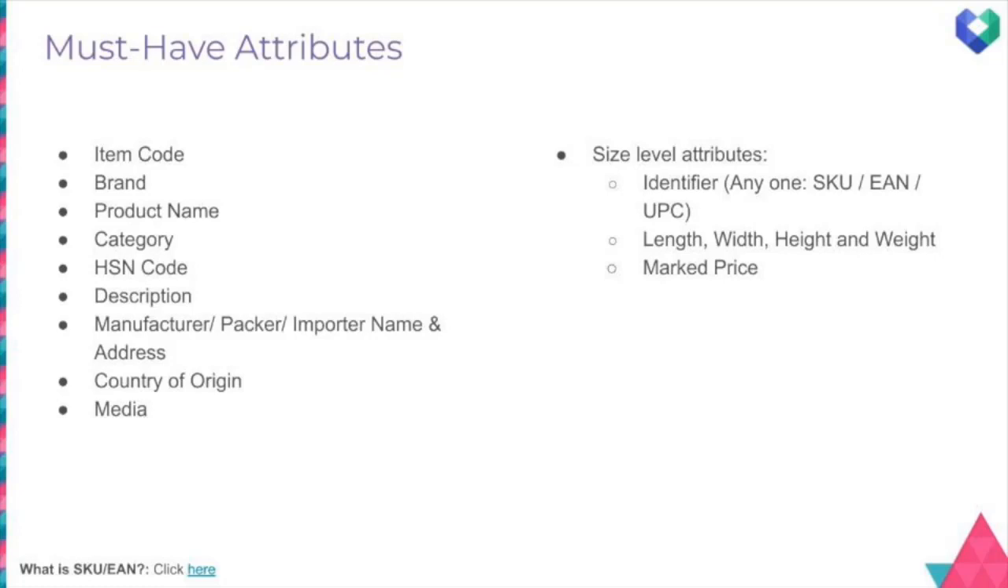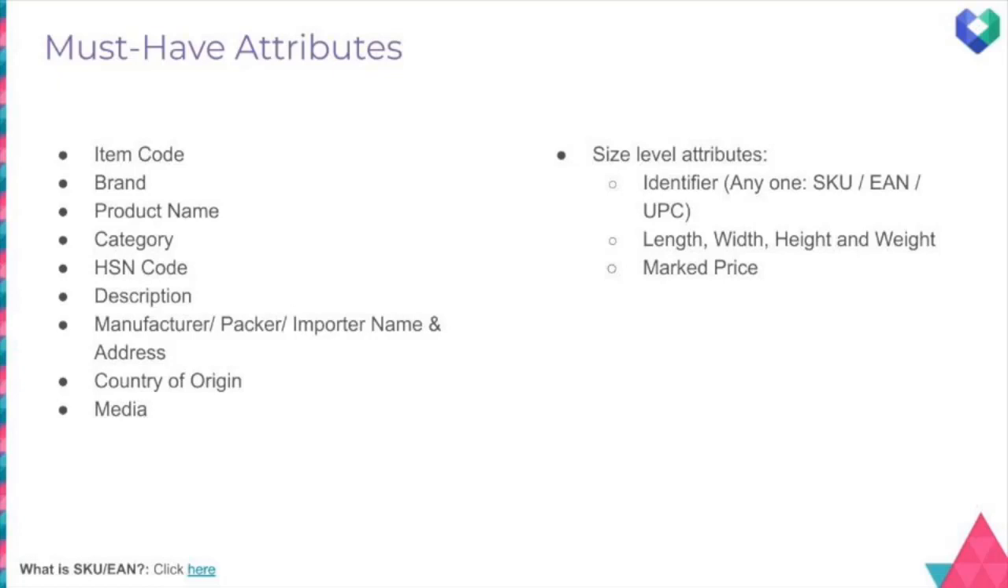Secondly, moving ahead. What are the must-have attributes while creating catalog and inventory? You need an item code, a brand, product name, the category, and HSN code. HSN code is basically used while calculating your tax. You can know more ahead; I have attached a document for it.